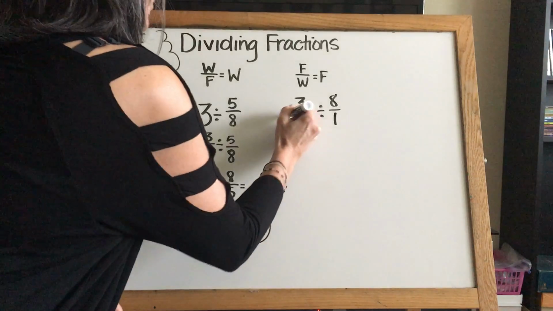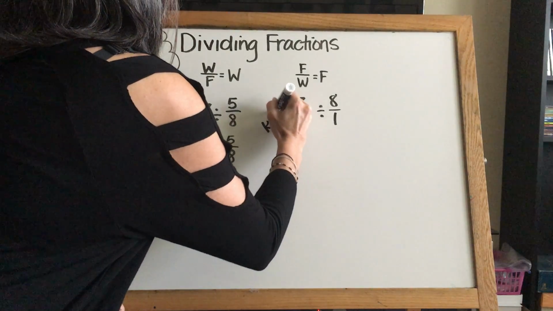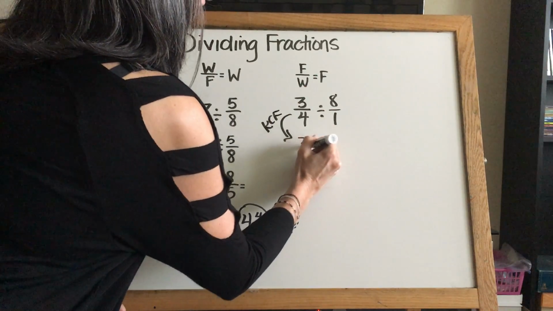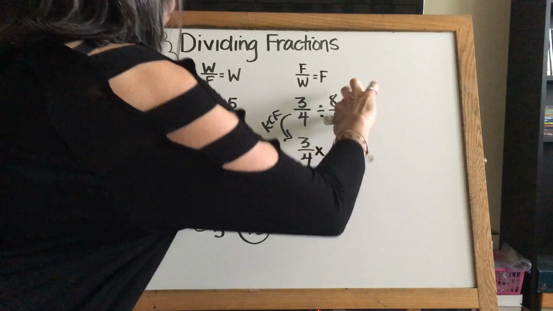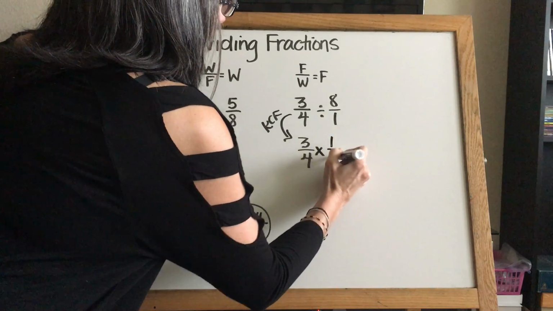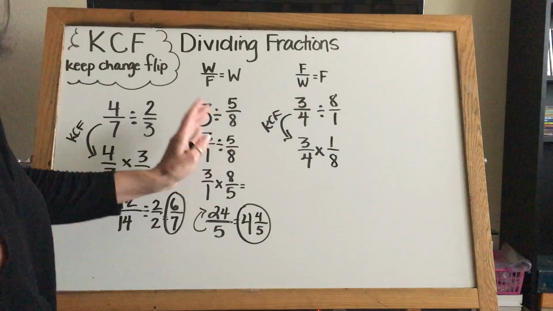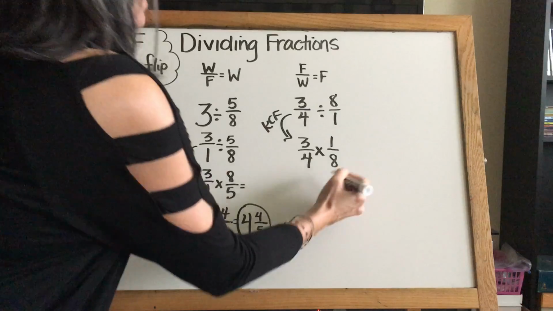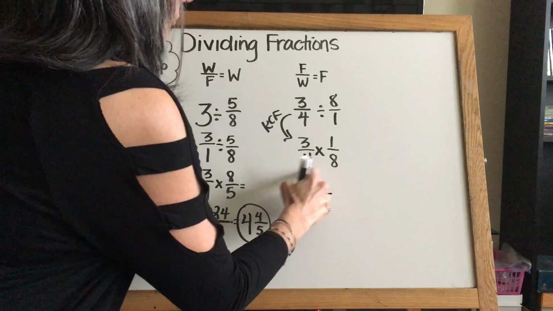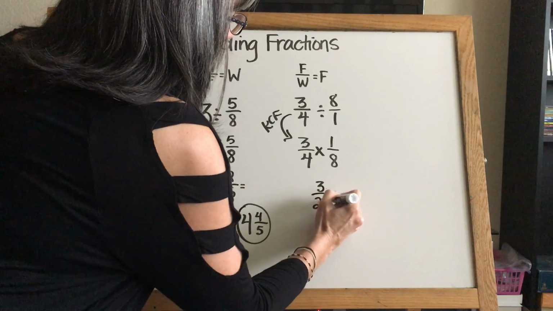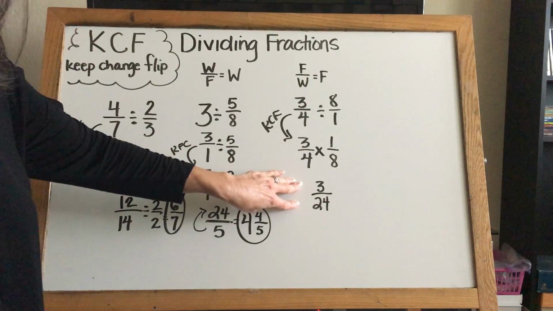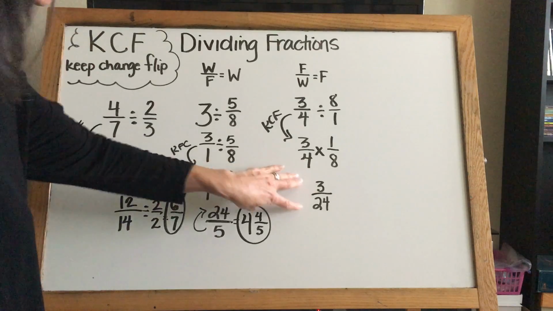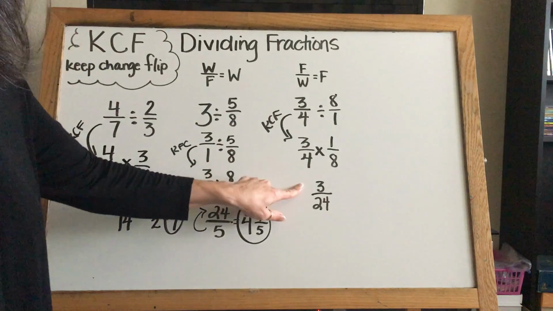Now we're going to keep, change, and flip, okay? We're going to keep. We're going to change our division to multiplication. We're going to flip, turn it into the inverse, and then we're going to multiply straight across. So 3 times 1 is 3. 4 times 8 is 24. 8, 16, 24. So we're looking, again, is this reduced to lowest terms?